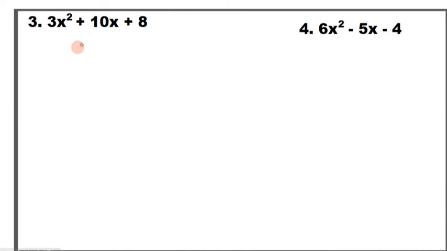Next, let's look at number 3. For number 3, again we're going to open a bracket, write 3x, then close the bracket, open another bracket, write 3x, then close the bracket. Then we're going to multiply 3 by 8. That's going to be 24. Yes, 3 times 8 is 24. So let's look for factors of 24 such that when we add them together, it's going to give us 10. Obviously, that's going to be 6 and 4. 6 times 4 is 24.